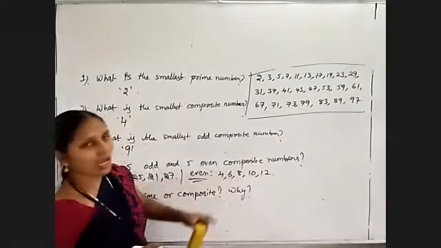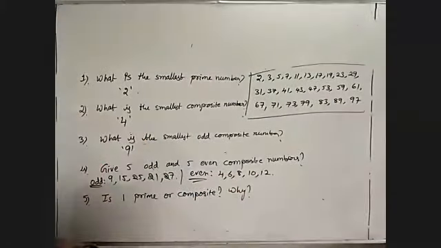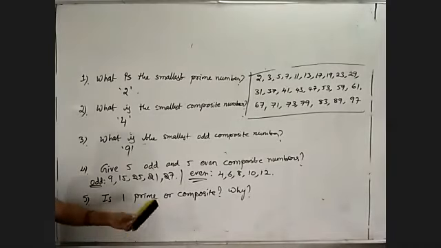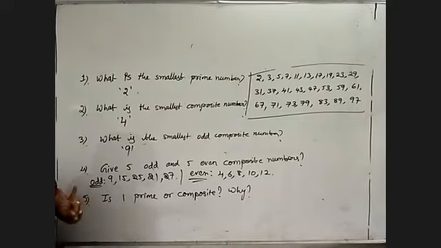5 even composite numbers. And is one prime or composite? Why? So one is neither prime nor composite because it is having only one factor. For a prime number, we must have two factors. Composite numbers have more than 2. One has only one factor, that is, it doesn't contain 2 factors at all. That means it is not a prime number and not a composite number. That's why one is neither prime nor composite, because it has only one factor.